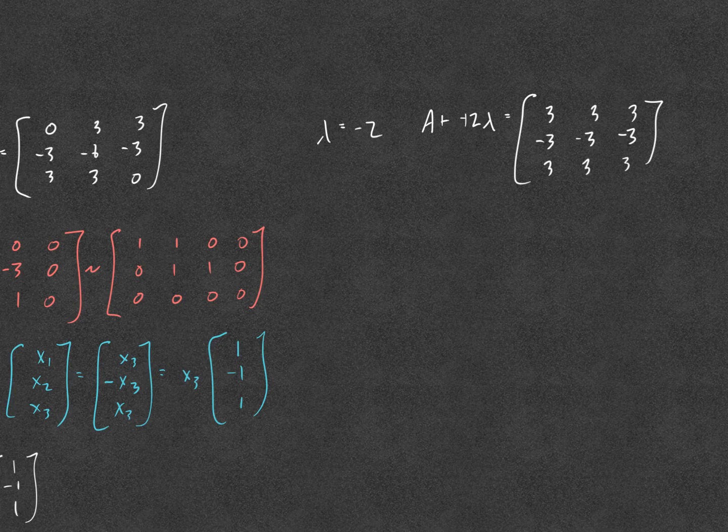And look at all that, craziness. So when we augment that with a column of zeros, 3, 3, 3, negative 3, negative 3, negative 3, 3, 3, 3, 0, 0, 0. Oh, I just noticed I made a mistake up above. Sorry about that. That should say A plus 2 times the identity. All right, back to my matrix.